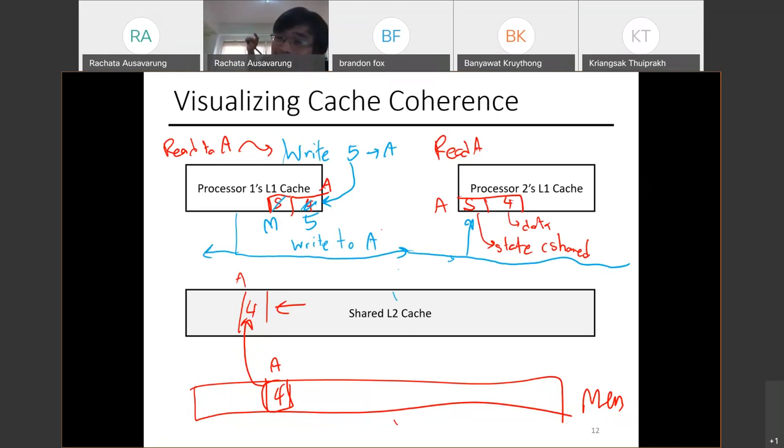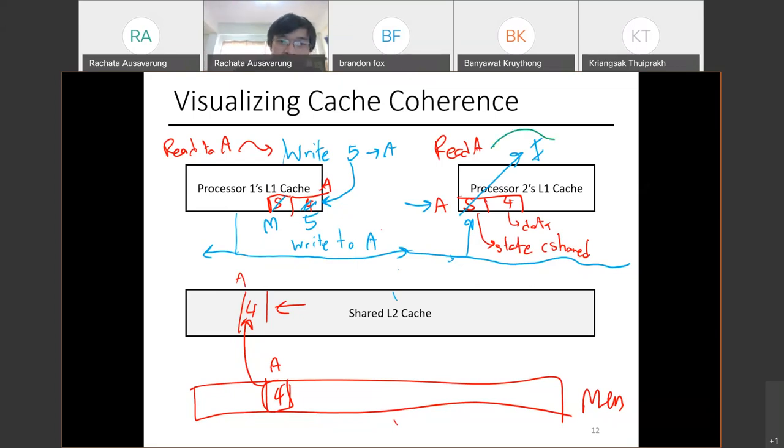So whenever processors see this signal, what does it mean? When processor 2 sees the signal, hey, someone wrote to A, what does that mean? What does it mean to this copy that processor 2 has in its own cache? Yes, it becomes invalid because this is the old copy, so you have to invalidate it. What does that really mean? It means that I cannot use that copy. The only way I can use this copy is if I then read.